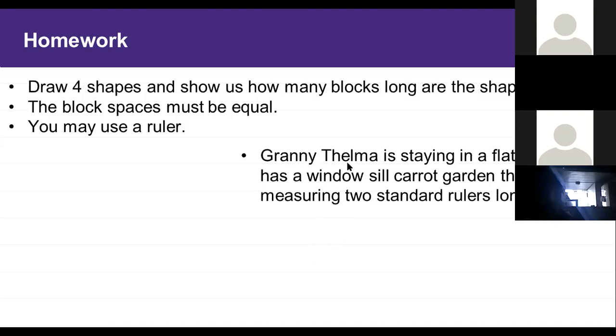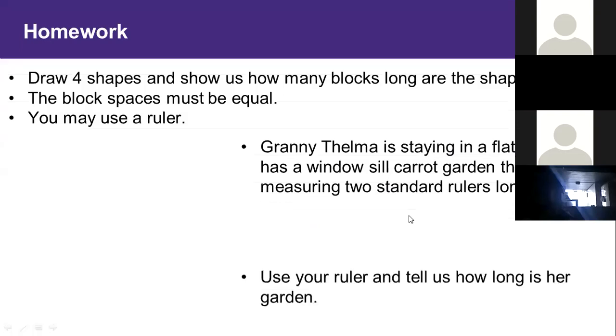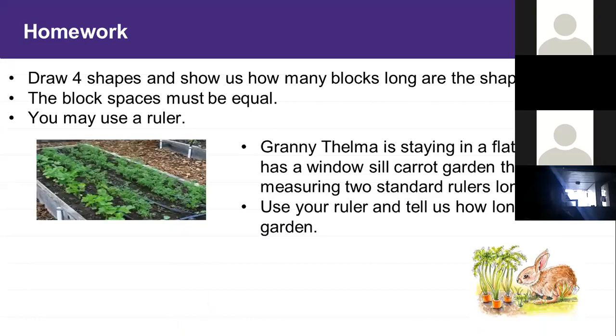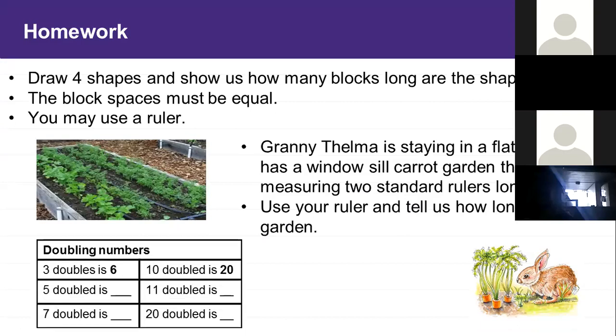Here we've got Granny Thelma. Granny Thelma is staying in a flat. She has a windowsill carrot garden, and that is measuring 2 standard rulers long. It doesn't matter which side of the ruler you are using. If I am using the millimeter side, then it means mine ends at 300 millimeters. So if it is 2 standard rulers long, it is 300 millimeters times 2. 2 times 300 millimeters. So use your ruler and tell us how long her garden is. Please take a snapshot. And then the last one, and then we will be out.